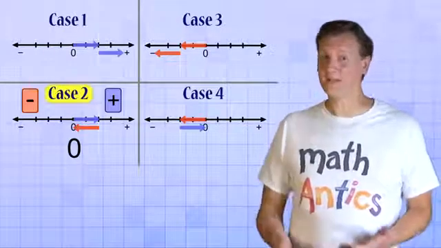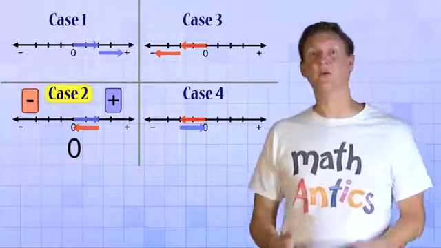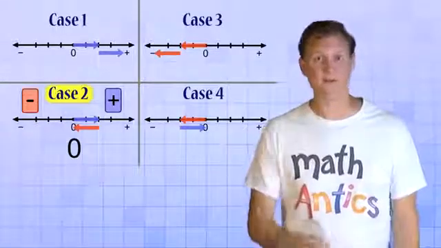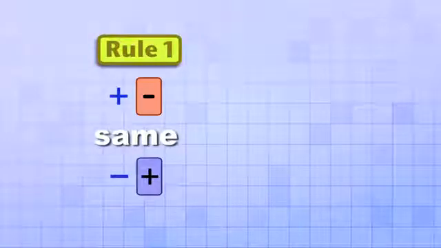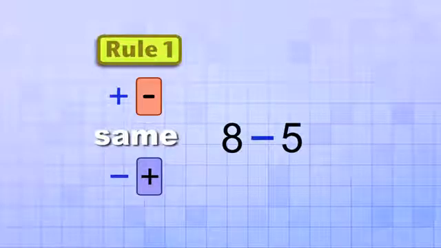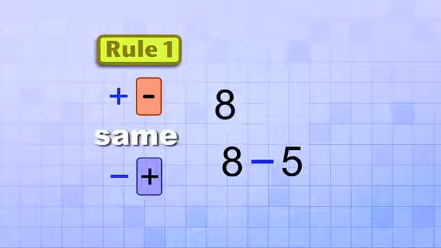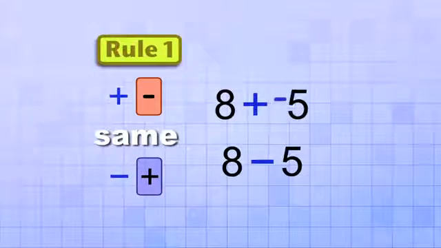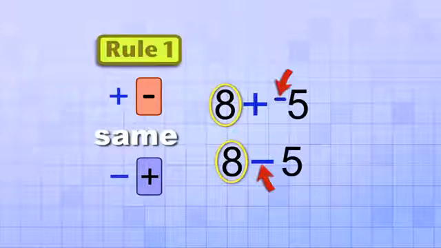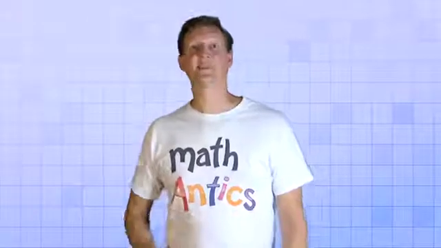And it's even more complicated than that because there's also another way this type of problem can be written thanks to rule number 1. Rule number 1 says that adding a negative is really the same as subtracting a positive. And that means our original subtraction problem, 8 minus 5, could have been written like this instead: 8 plus negative 5. But either way it's written, you're starting with a positive and making it more negative. Now on to case 3.